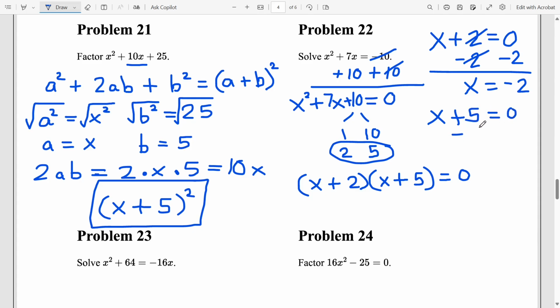And we could solve for that by subtracting 5 from both sides. 5 minus 5 is 0. We get x equals negative 5. So our two solutions here are x equals negative 2 and x equals negative 5. All right, let's keep going.